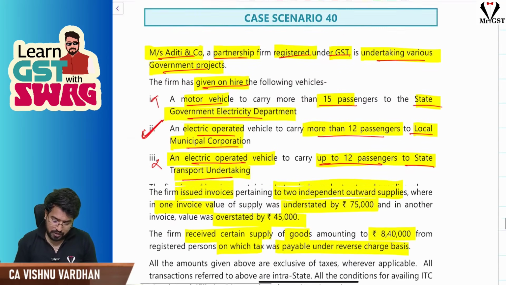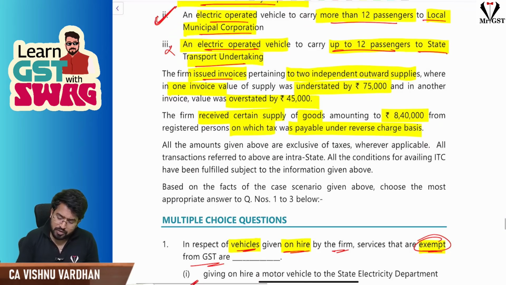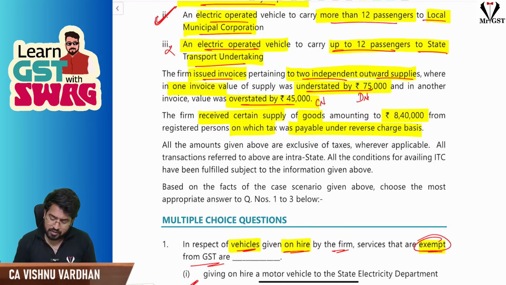Okay, right. Next, the firm issued invoices to independent outward supplies. Understated 75,000. That means for 75,000 you will give a debit note. Overstated 45,000, 45,000 credit note. 75,000 debit note.